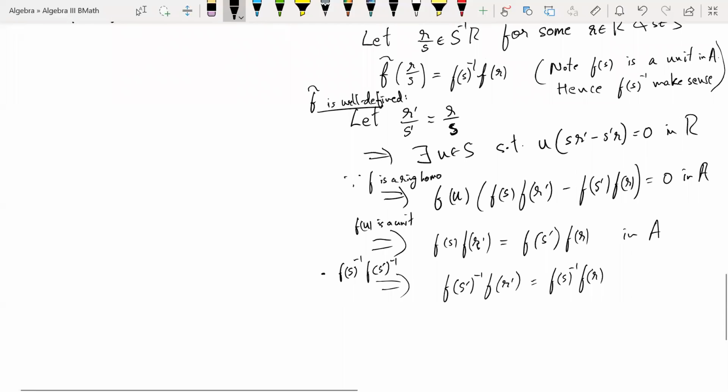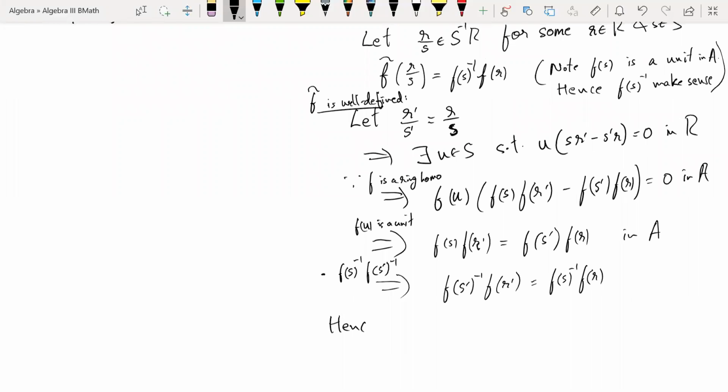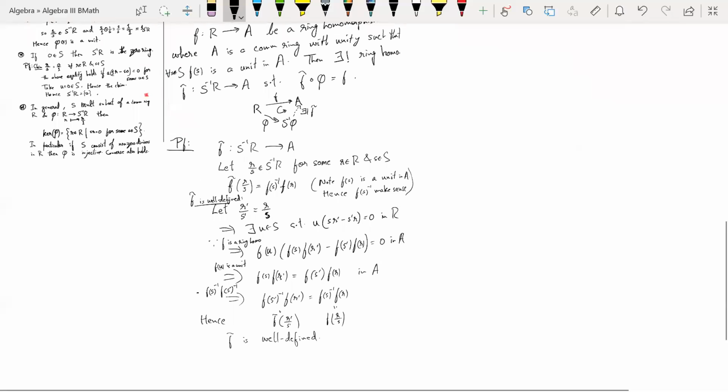Hence, this was the definition of f tilde of r prime over s prime, and this was how we intended to define f tilde of r over s. Meaning on equivalent classes we get the same definition. Hence f tilde is well defined. So this is how we conclude that f tilde is well defined.